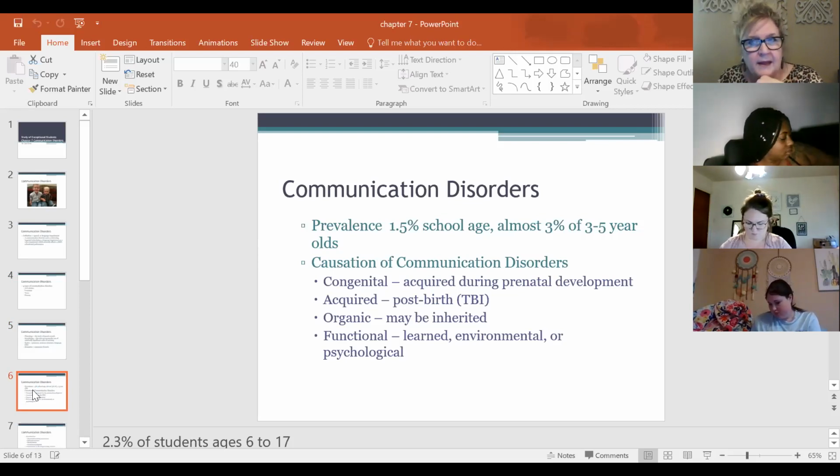It could be organic, and when we say organic, that means it could be inherited from one parent or another. Could be something that's of a genetic nature. Or it could be functional, and that means it could be learned, it could be environmental, or it could be psychological.